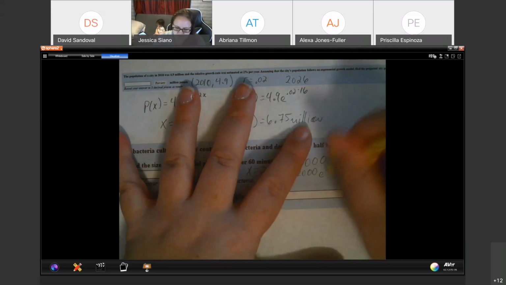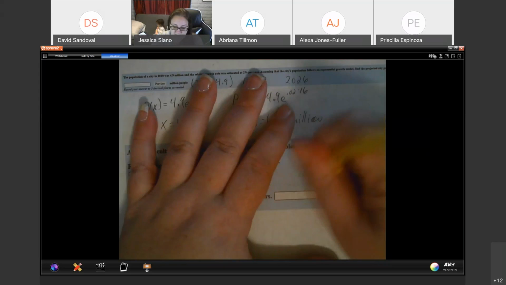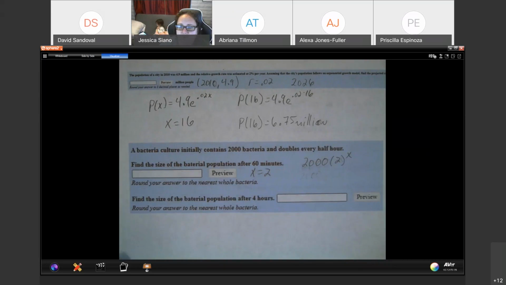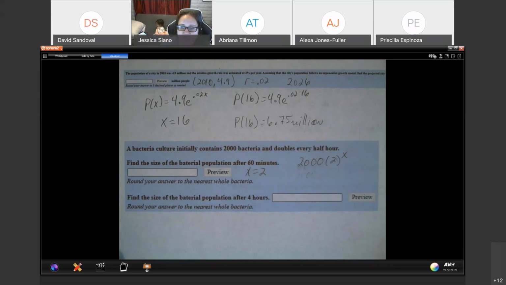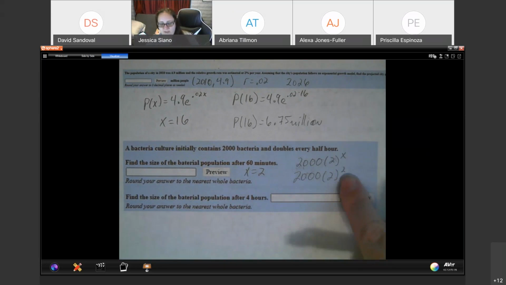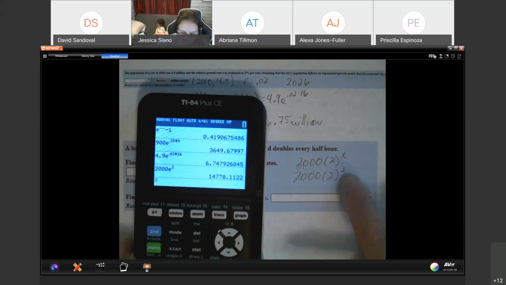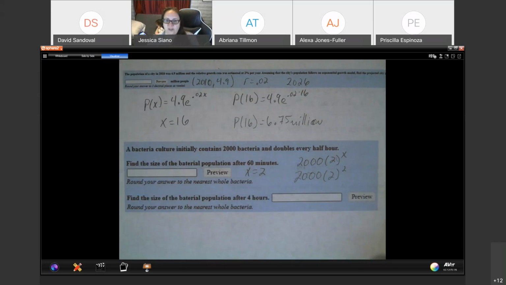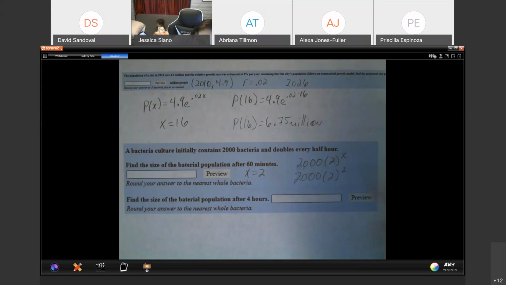Not e. When you're talking about doubling, your base is 2. 2 to the x. I had e stuck in my head. So then 2,000 times 2 to the 2 because it doubles twice. 8,000. And that makes sense. From 2,000 to 4,000 in the first half hour, from 4,000 to 8,000 in the second half hour.